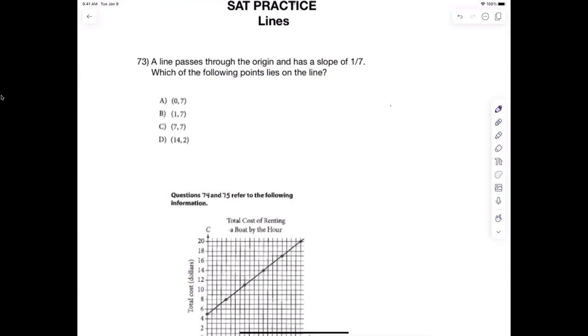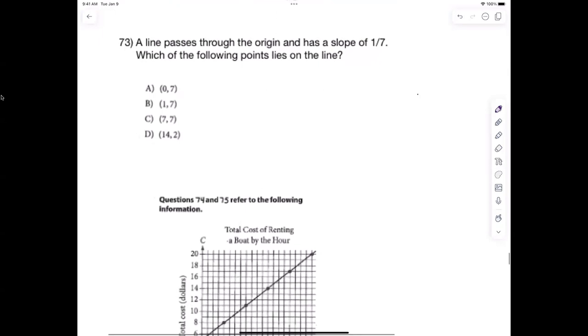A line passing through the origin with a slope of 1/7. Which of the following points lies on the line? Okay, this was a good one, and most kids missed this one. All right, now to me, there was only one choice here. Like I didn't have to think much. I just knew what the answer was.